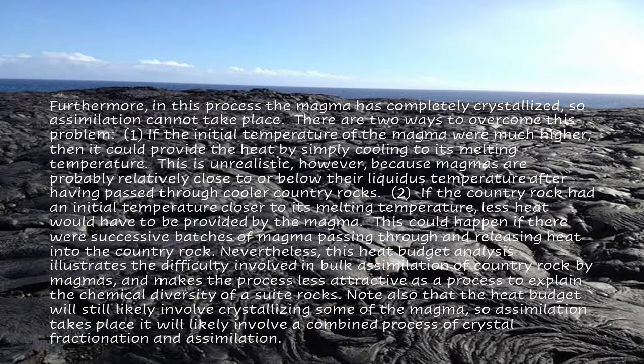There are two ways to overcome this problem. 1. If the initial temperature of the magma were much higher, then it could provide the heat by simply cooling to its melting temperature. This is unrealistic. However, magmas are probably relatively close to or below their liquidus temperature after having passed through cooler country rocks.